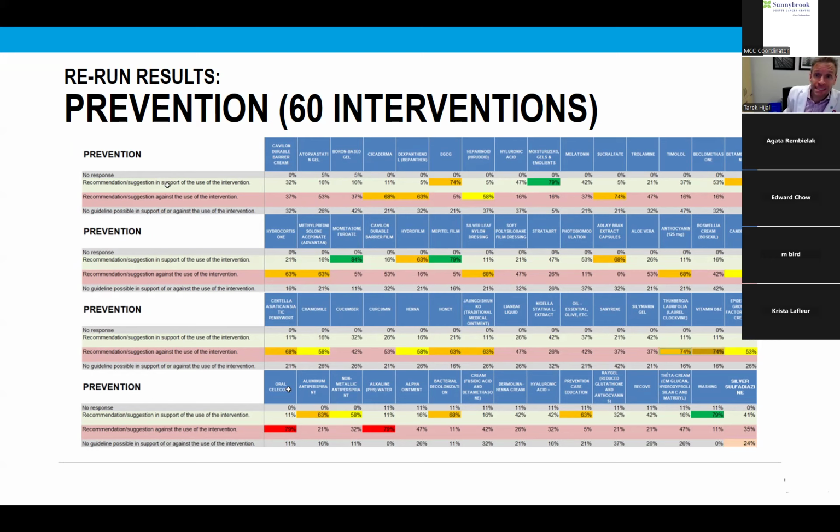60 interventions were looked at. And this is the type of tables we developed. You could see all the interventions here in the blue row, second row, third row, fourth row. And you could see right away the ones that reached consensus, and I'll present them in the next slide. You could see a few of them in green. The ones that reached consensus against their use in red. And then you could see near consensus in, for example, the orange color.